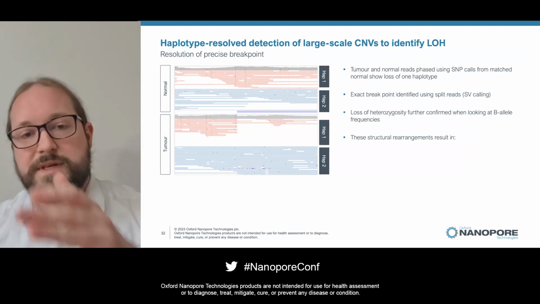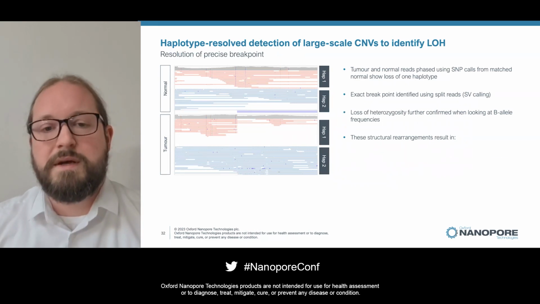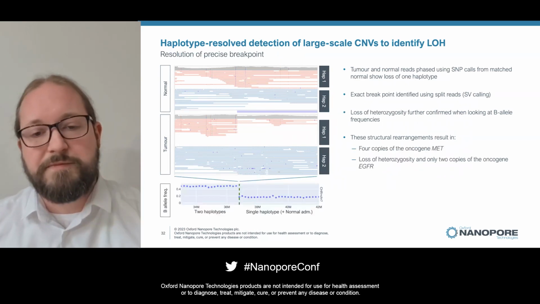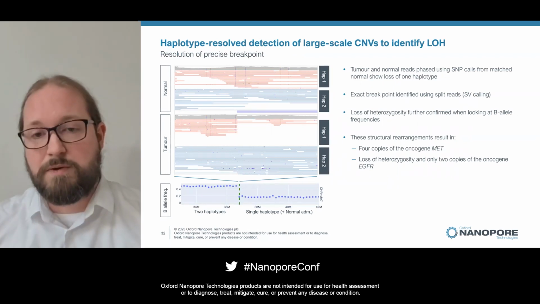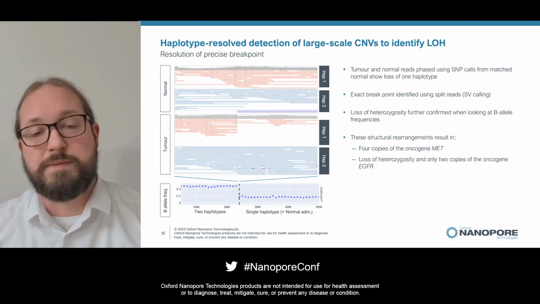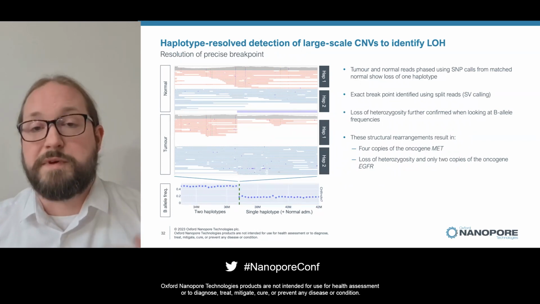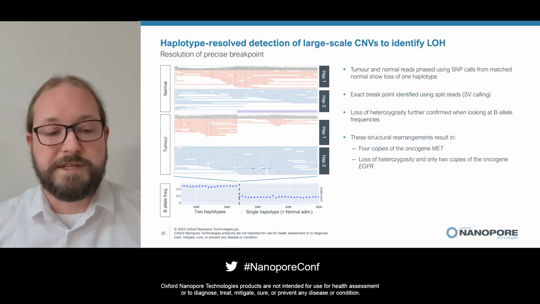So we also found that the other one is in the centromere, which is very common in these cases. And we also confirmed that with SNP frequencies. So from all perspectives, that does make sense. And it's interesting to see, because this means there are, for example, 4 copies of the MET oncogene, only 2 copies, but with loss of heterozygosity for the EGFR gene.